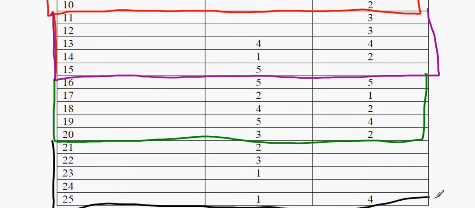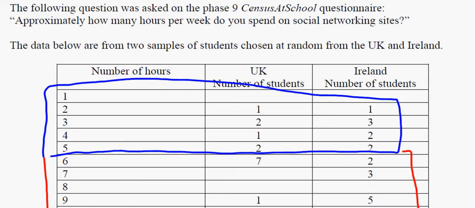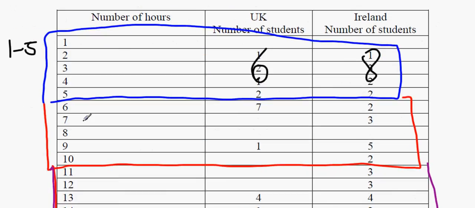Now what we need to find out from each segment is, this is the segment from 1 to 5. Number of hours, 1 to 5. How many British students, UK students, were there from 1 to 5? 3 plus 3 is 6 from the UK. So UK is 6 and Ireland is 8. Then we can go down to the next one. The UK is 8 people here, and Ireland is going to be 5 plus 5, 12 people, from 6 to 10 hours.